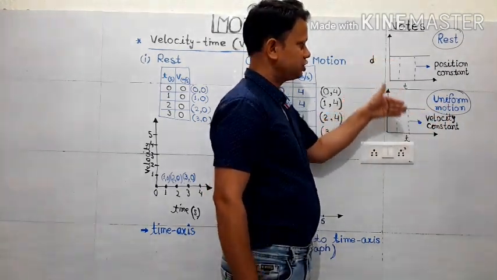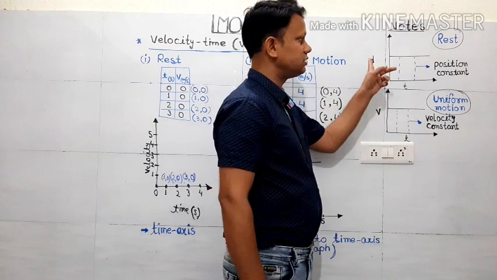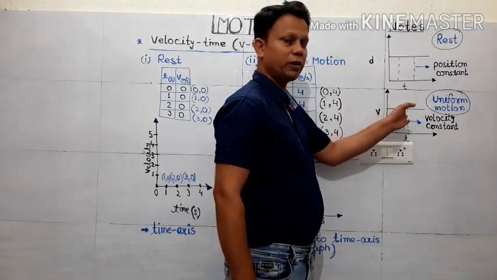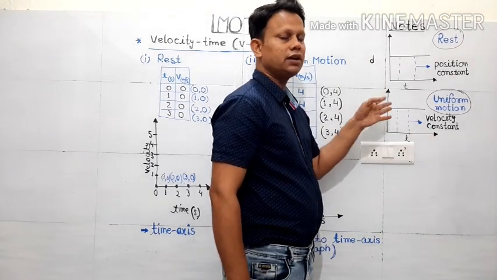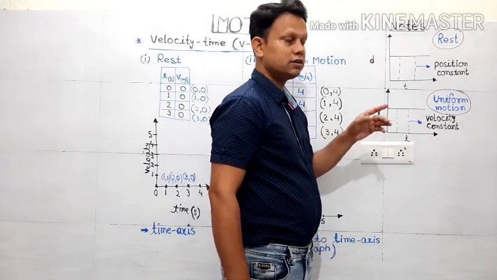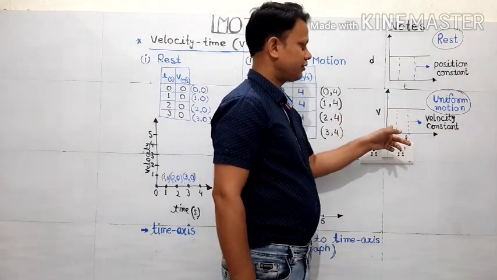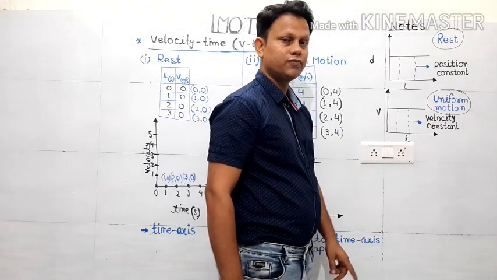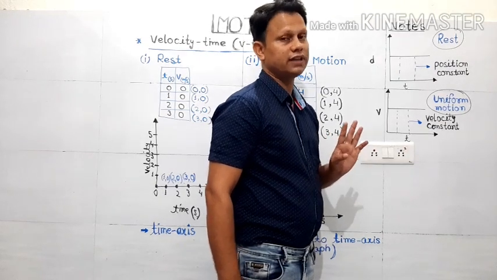So whenever you see these two types of graphs, always see whether it's a DT graph or VT graph. Otherwise, if you treat both the lines, although parallel, as the same thing, it will be wrong. For DT graph, it is a rest. For VT graph, it is a situation of uniform motion. Okay? So take care of that in your mind.